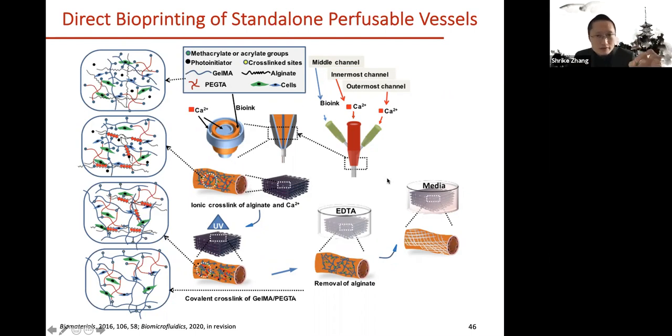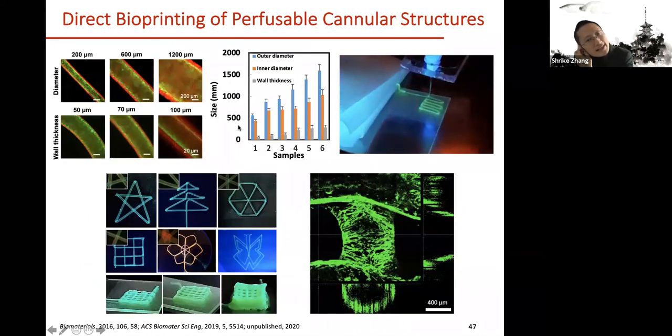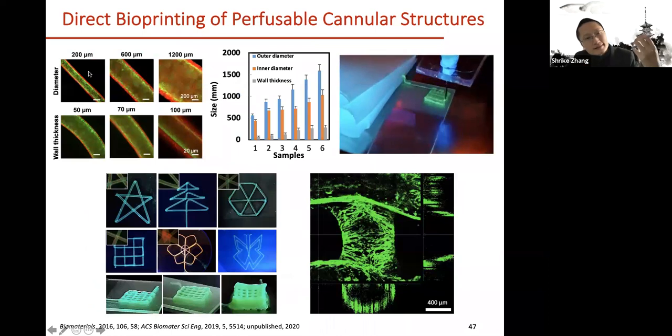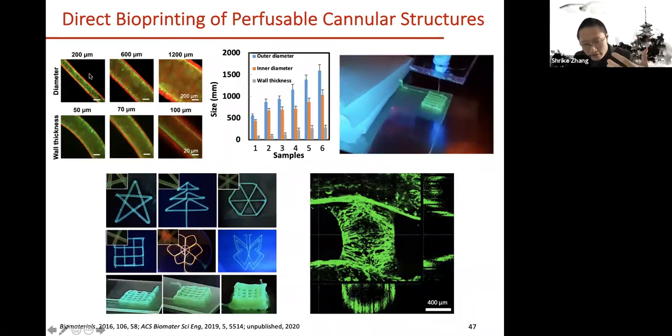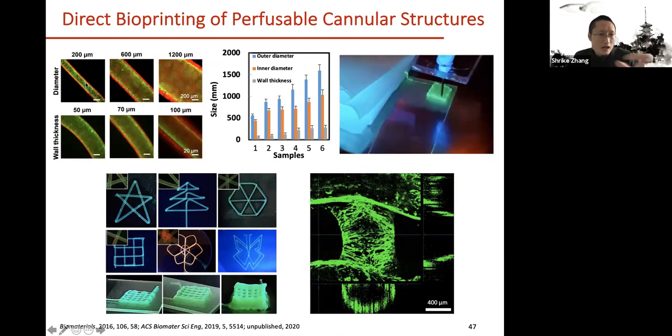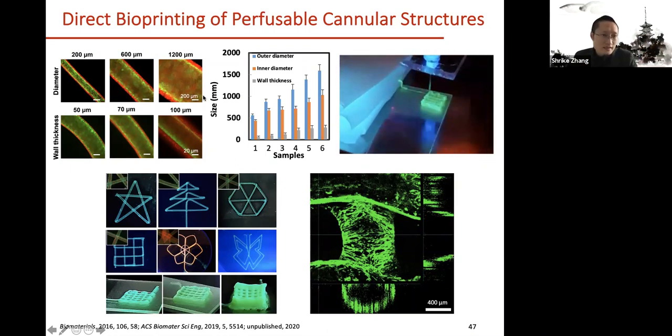So I'm not going to go into details again in how this is produced, but the message here is that you can eventually create these hollow microchannels that are also cellularized, that are standalone for modeling vascular structures, other tubular structures you see in the human system. So here are some examples of the experiments. You can see by tuning the parameters of the bioprinting, you can control the diameter of these hollow vessels you can print standalone, right? And then you can also tune the wall thicknesses as well.